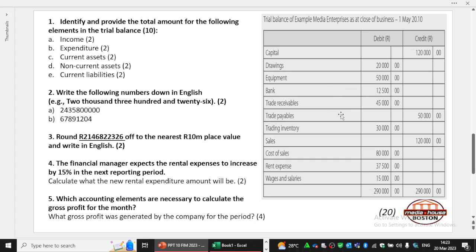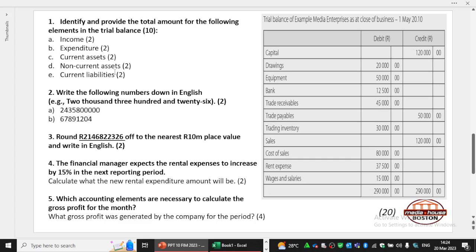You are already aware of classification of accounts and types of accounts that fall within current assets, based on the lesson that we learned previously in lessons 3 and 4. So you're going to point them out. On the debit side, we've got bank, trade receivable, and trade inventory. Those are our current assets. Therefore it's 30,000 plus 45,000, giving us 75,000, plus 12,000, that's going to give us 87,500.